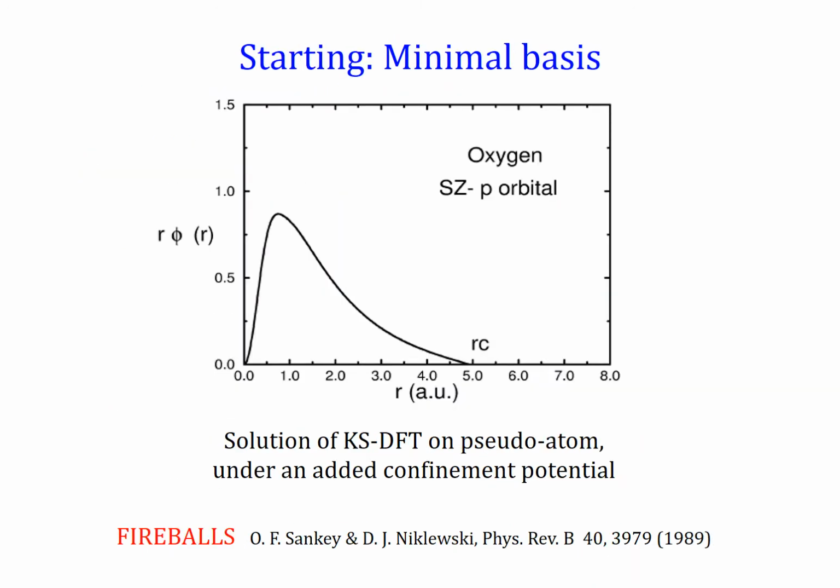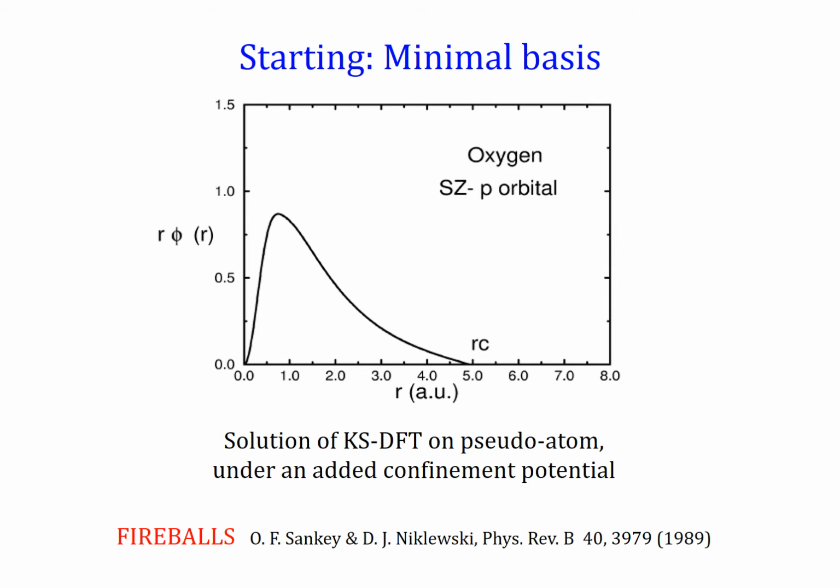Anyway, let's start from the beginning, and that is the minimal basis. So if you have, say for instance, an oxygen atom, for the valence electrons you would have the 2s and 2p shells of orbitals. This would be an example of a p orbital, and here this would be the solution of an oxygen pseudopotential isolated in space under a strict confinement.